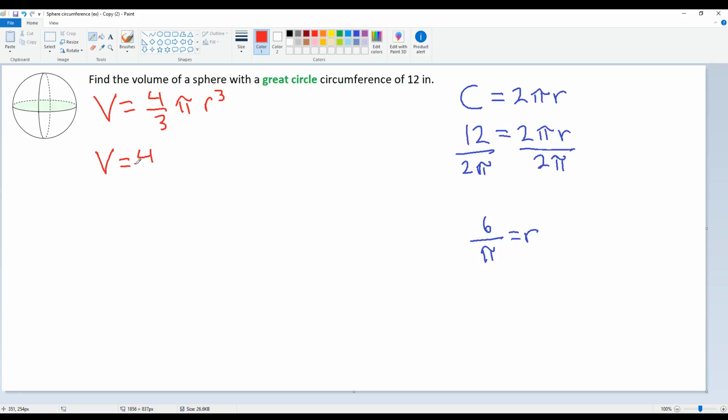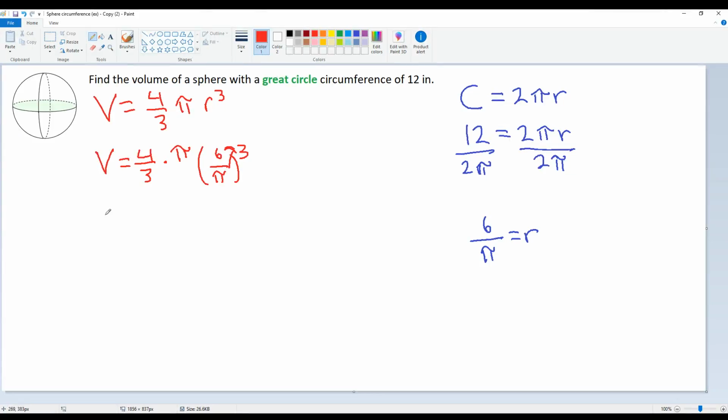So my volume is 4/3 times pi times 6 over pi, cubed. Now, when you have a fraction that's to an exponent, you're actually taking the numerator to that exponent and you're taking the denominator to that exponent. It's a lot like distribution. It's not exactly the same thing because it's exponents and it's division instead of being addition and multiplication. But it's the same kind of way of thinking.